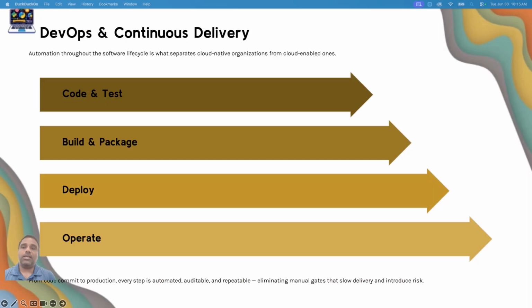All right, so now let's look at DevOps and continuous delivery. Automation throughout the software lifecycle is what separates cloud-native organizations from merely cloud-enabled ones. From code commit to production, every step is automated, auditable, and repeatable. Code, test, build, deploy, operate: it's a continuous loop, not a waterfall. This eliminates manual gates that slow delivery and introduce risk. The organizations that do this well are shipping multiple times per day with higher quality, not lower.